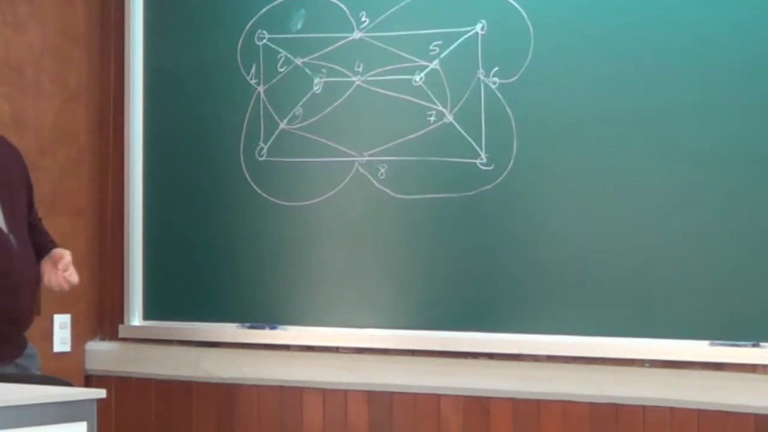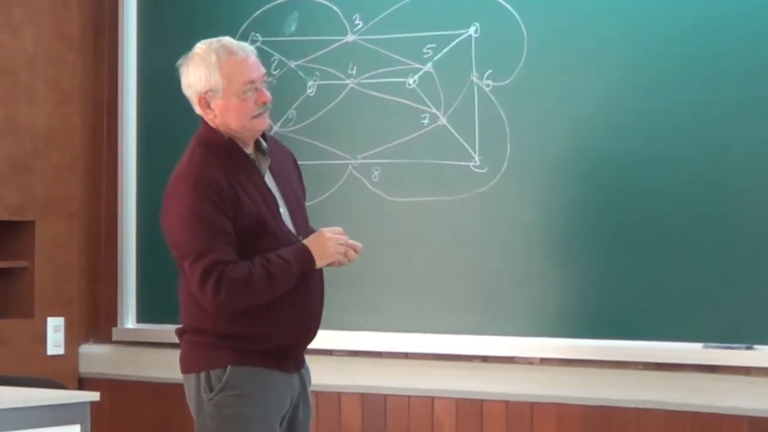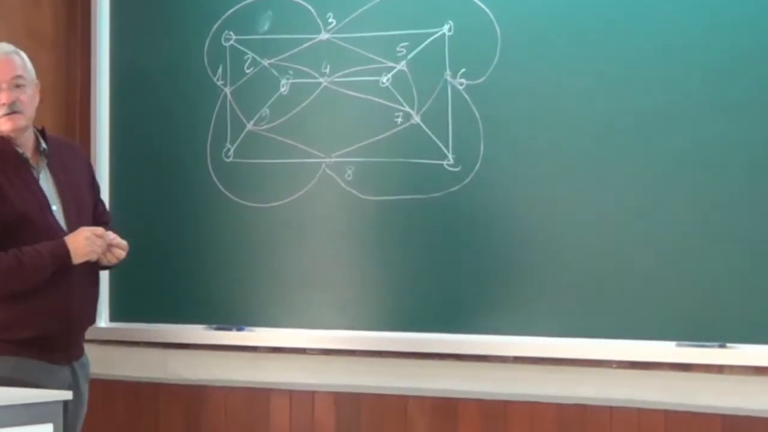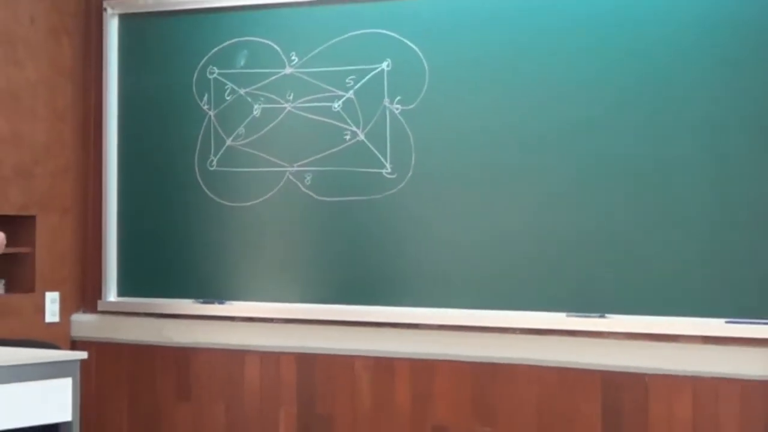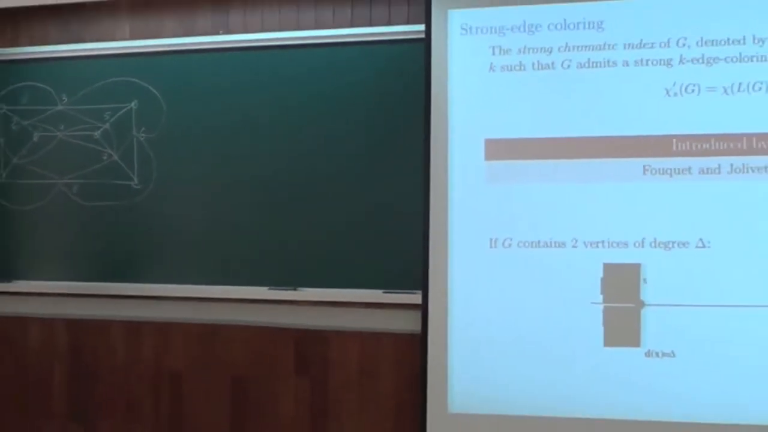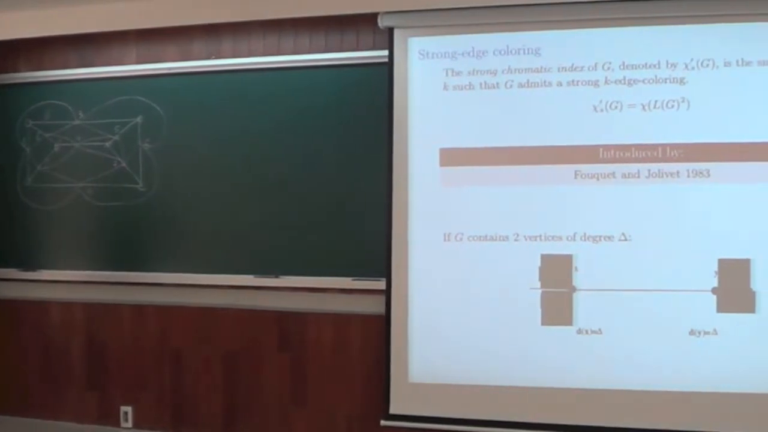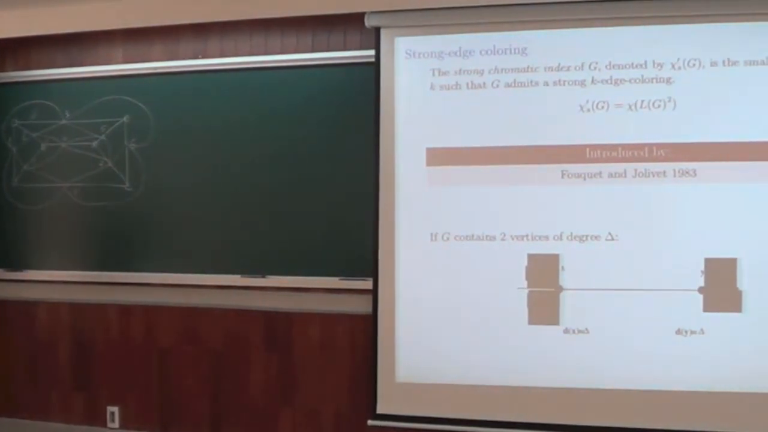So, the strong chromatic index is equal to the chromatic number of the square of the line graph. And this notion was introduced by Fouquet and Jolivet. And Fouquet and Jolivet are researchers in France, in Le Mans, not far from Paris.